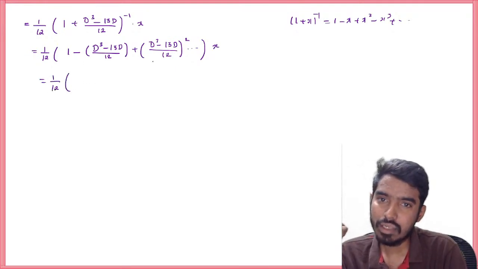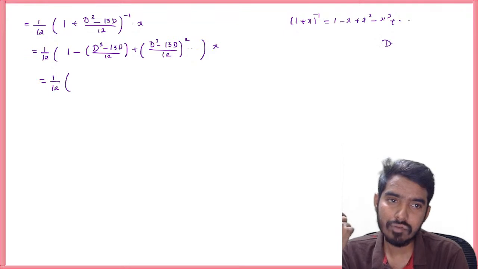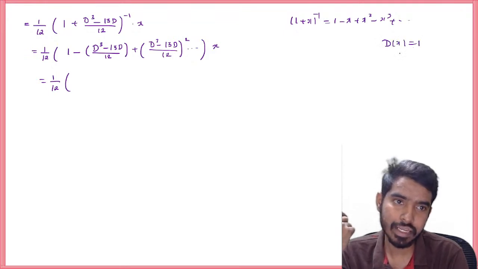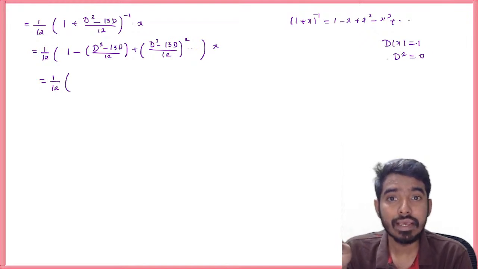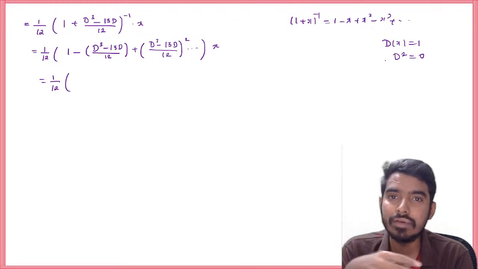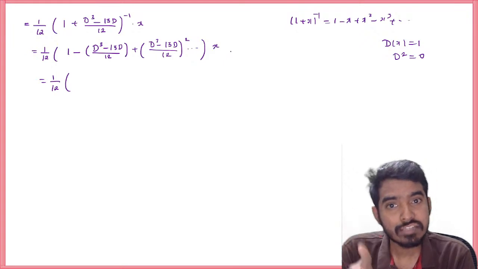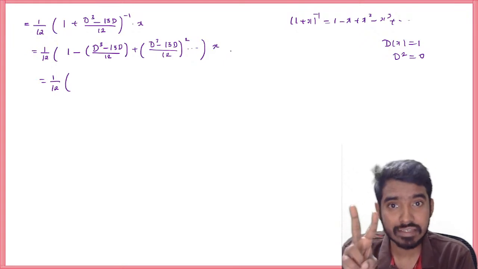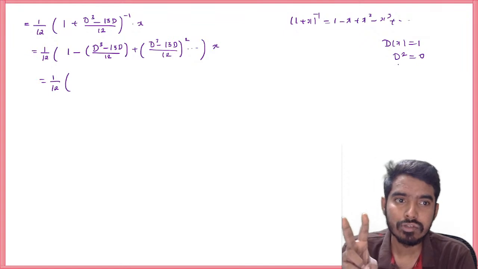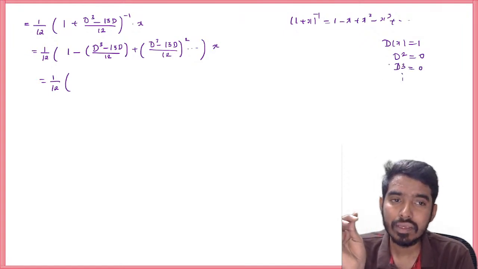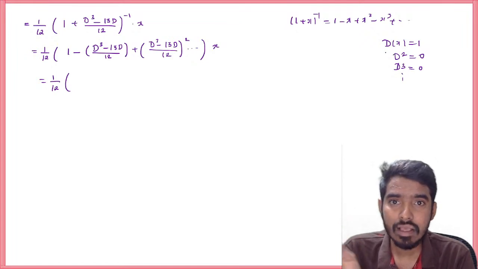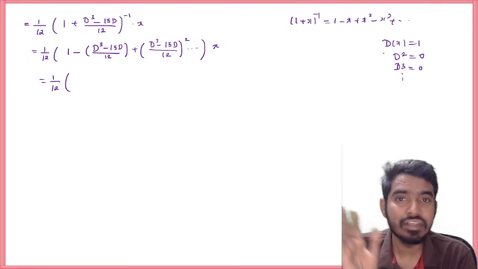So 1 by 12. Now we can see D of x, the first derivative of x, is 1, right? The second derivative will be 0. So from D square, D cube, D power 4, everything will be 0, right? So we will have only what? D term only. So D of x, differentiation of x, is 1. D square of x means we have to differentiate x twice. In that case, it will be 0, right? So D square is 0 means D cube is 0 and so on, everything is 0. So we will consider only the D term; D square, D cube, all of the terms will be 0, right?